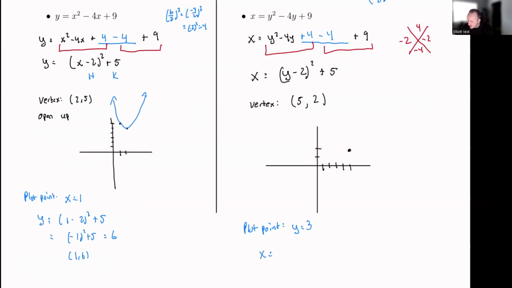So x is equal to 3 minus 2 squared plus 5. This is 1 squared, or 1 plus 5, which is 6. So we have the point 6 comma 3 here. So let's go up 3, 1, 2, 3, like this, and over 6. So it should be this point right here. And since I'm opening right, I know I'm opening back.